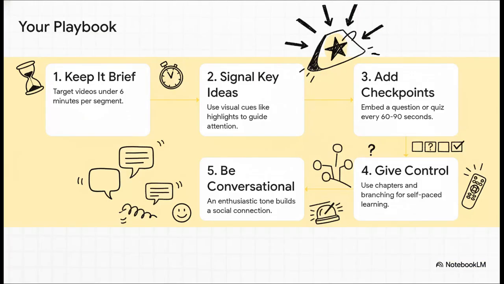First, keep it short and sweet. Remember that 6-minute rule? Honor it. Second, use visual cues, arrows, highlights, anything to signal what's really important. Third, and this is crucial, add checkpoints. A quick little question every minute or 90 seconds works wonders to reset attention. Fourth, give learners some control. Let them skip around with chapters or choose their path. And last but not least, be yourself. A friendly, enthusiastic tone builds a real connection and makes a world of difference.